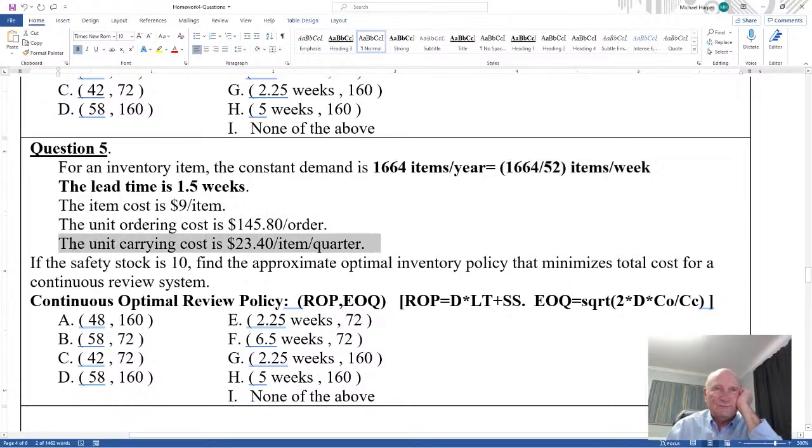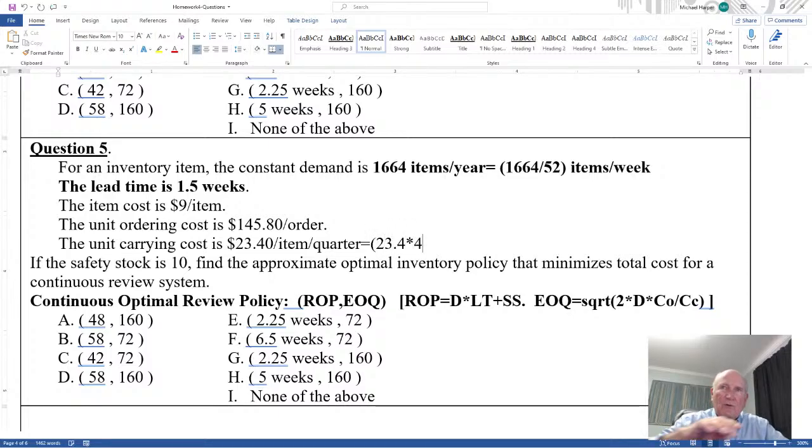It's in quarters, okay? So whatever my demand years are, whatever time units I have in my demand in the numerator up here, I need the same time units in the denominator. Well, I think the easiest thing to do, what I would suggest, if my cost is $23.40 per quarter, I'll just say 23.4 times 4 quarters. That'll be my dollars per item per year. Okay, I'll just transform it that way.